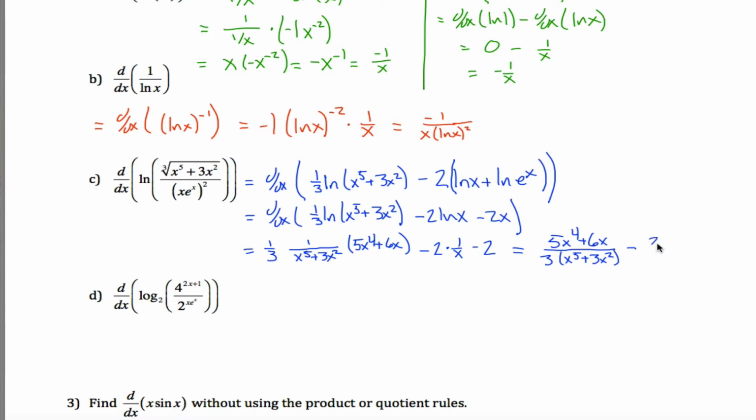Minus 2 over x, minus 2. Fine. If you felt like getting a common denominator, you could do that too. I don't feel like it. So I'm going to call this my final answer here.